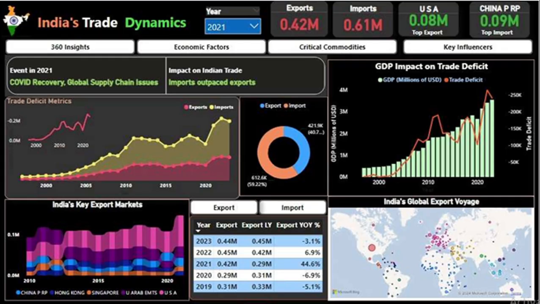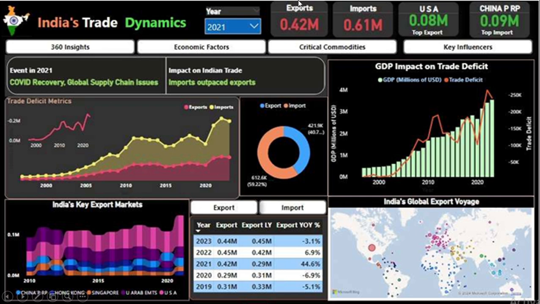So we'll start with the dashboard. This is my home page, the 360 Insights page of my dashboard. Here you see I have created links for the page navigation. So I have created the reports for economic factors, critical commodity and key influences. First we'll start with the main dashboard.